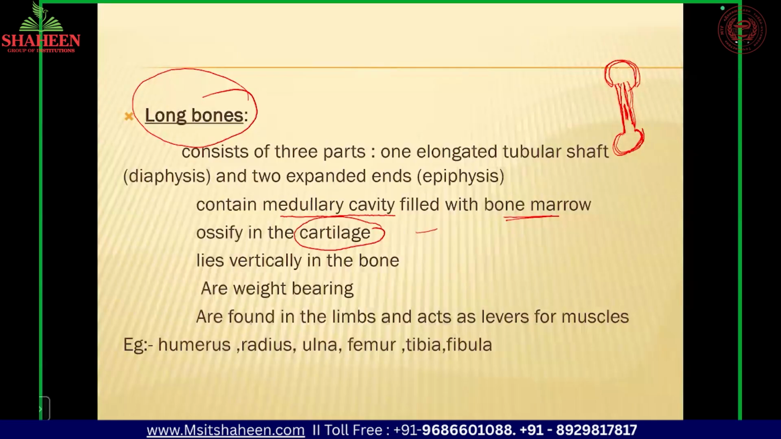That means it is endochondral ossification. So what is meant by ossification? The process of formation of bone is known as ossification. Endochondral means first there will be a cartilage template, and ossification takes place in that. That is known as endochondral ossification. So it is ossified in the cartilage.